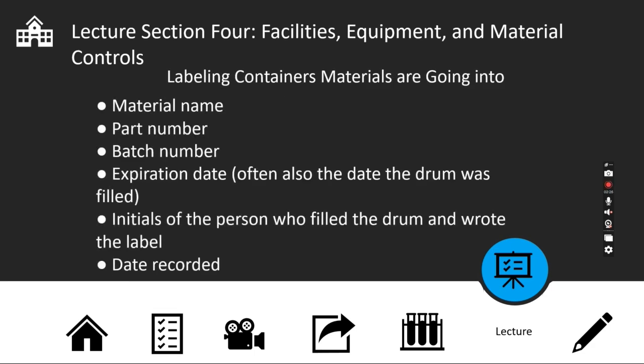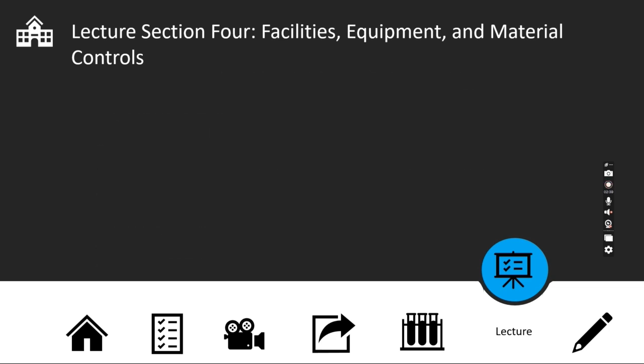Any containers that hold materials are going to have to be labeled with the material name, part number, batch number, expiration date, initials of the person who filled the drum and wrote the label, and the date.